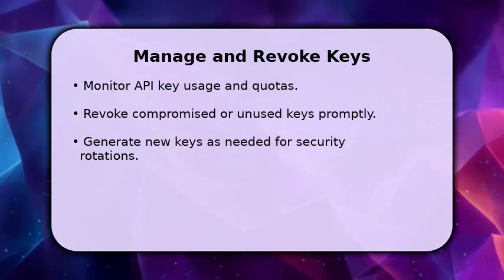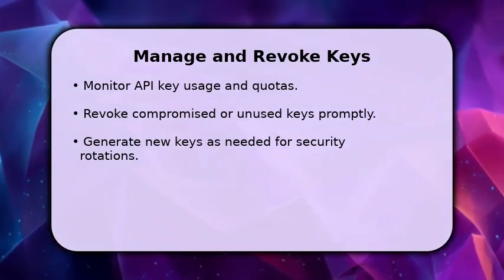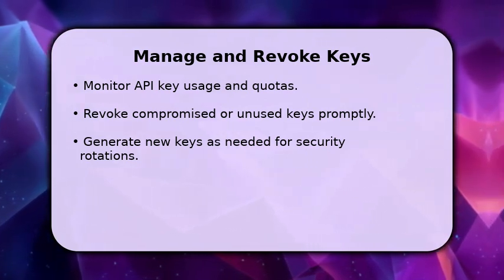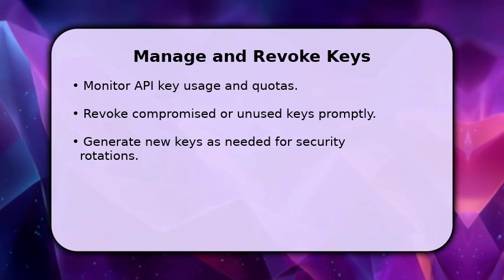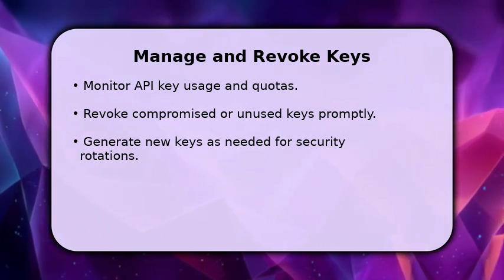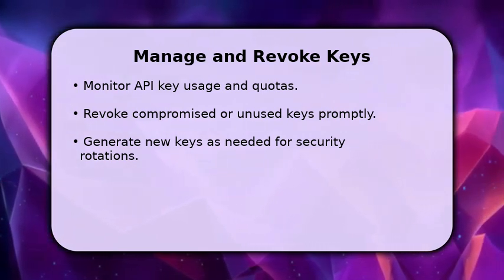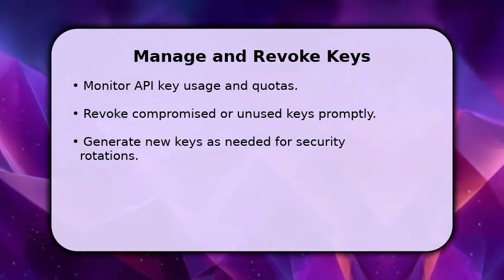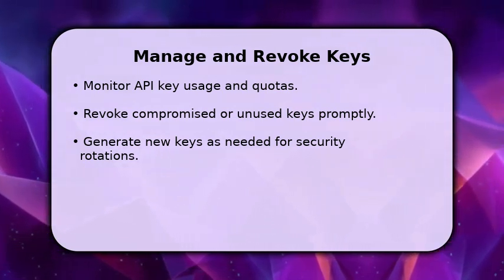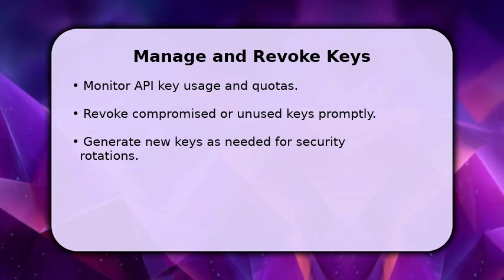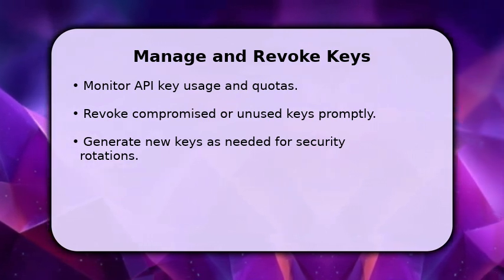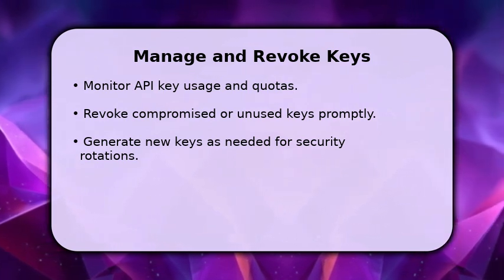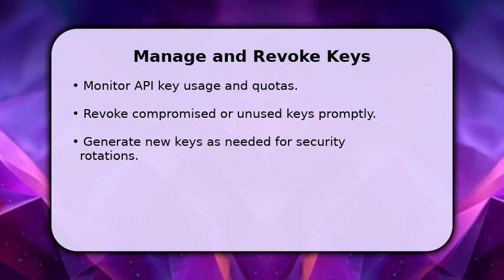Finally, effective API key management is essential for long-term security. Regularly monitor your API key usage and stay aware of any associated quotas to prevent unexpected service interruptions. If a key is ever compromised, or if it is no longer needed for a project, revoke it immediately from the Google AI Studio dashboard. You can always generate new keys as part of a routine security rotation, ensuring your applications remain protected.